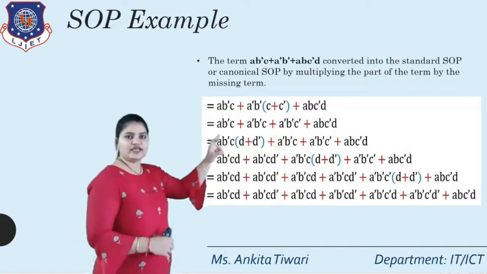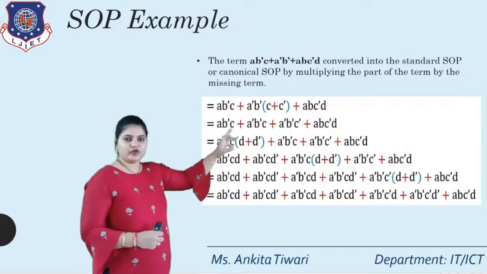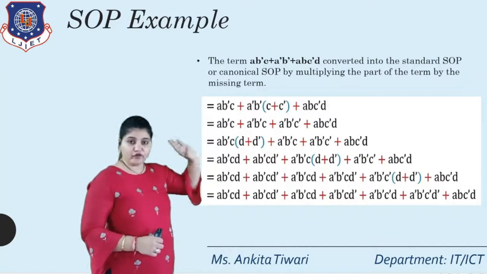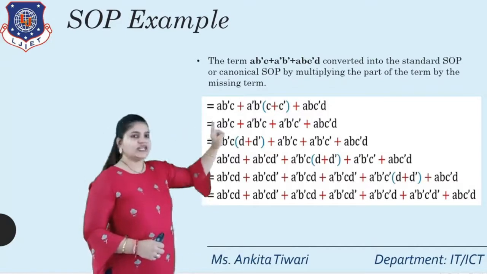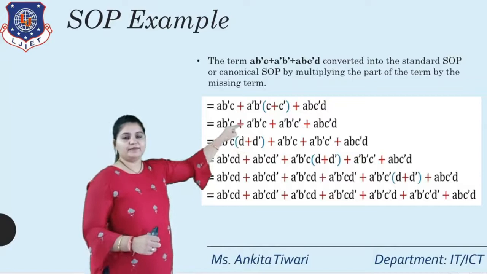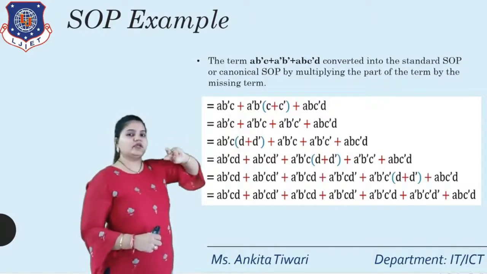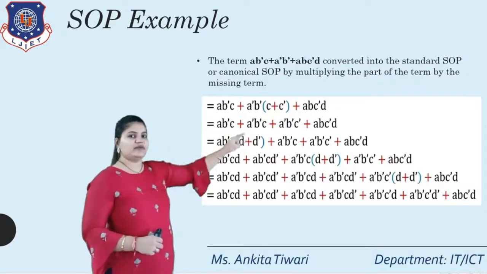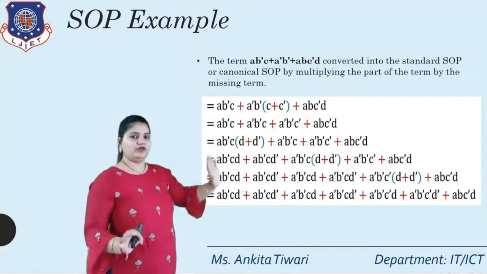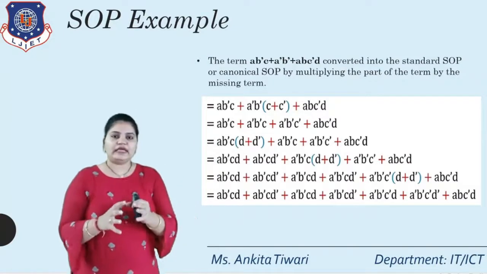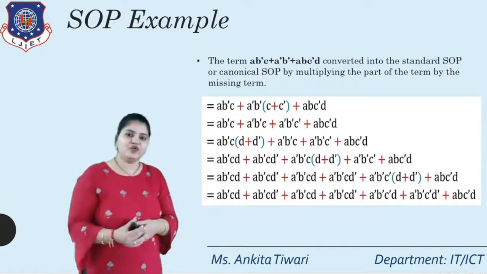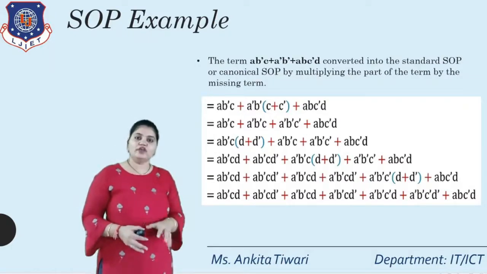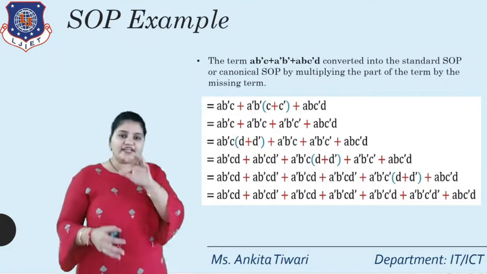The first term, as you can see here, a b bar c, includes 3 variables. Fourth variable is missing. But as you can see, the second term a bar b bar, there 2 terms are missing. So here we will include c plus c bar, which is missing. Now if it is missing, that doesn't mean you can include directly. No, you can suppose it where it is possible.